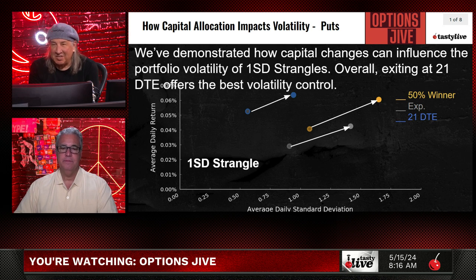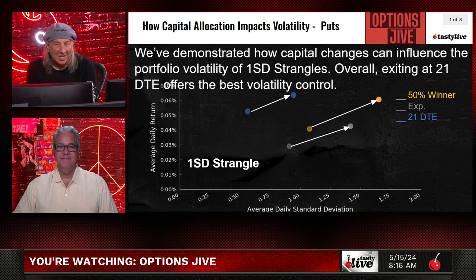We've demonstrated how capital changes can influence the portfolio volatility of one standard deviation strangles. This is from our last, we did this last week. Overall, exiting at 21 DTE offers the best volatility control. Now, again, what most people worry about is not how much money you can make, but how much risk am I taking? In order to control risk, you have to control volatility. So if you want to focus on volatility control, exit at 21 DTE or do something at 21 DTE.